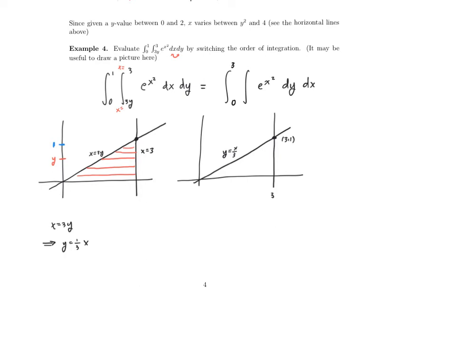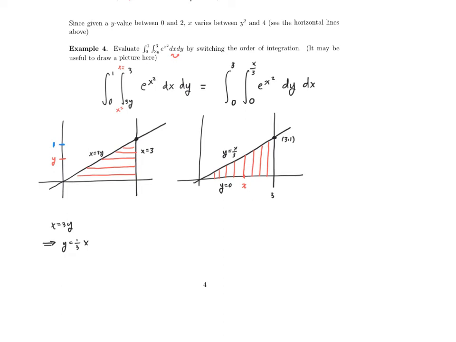And the question is now, if I pick a generic value of x between 0 and 3, how do those corresponding y values vary? Well, you vary from a lower y value on the x-axis, so y equals 0, to an upper value determined by this line, y equals x over 3. So thinking about how our y values vary by drawing vertical lines, we vary from y equals 0 to y equals x over 3.